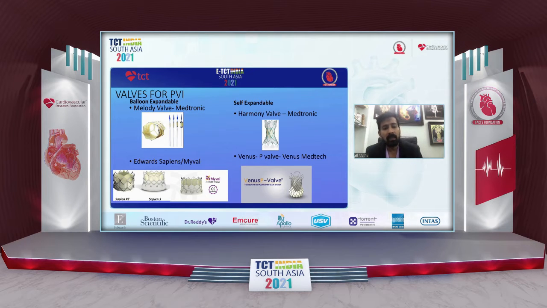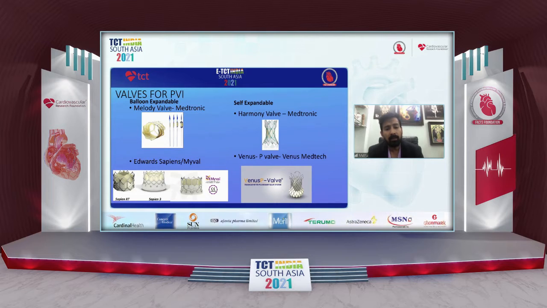The Sapien has been used in the aortic position. We've been using it in the pulmonary position. And the MyVal has recently been introduced. These are balloon expandable valves. Among self-expandable valves, there is the Harmony valve from Medtronic, which is going to come into the market soon, and the Venus P valve, which is already in, from the company Venus Medtech.